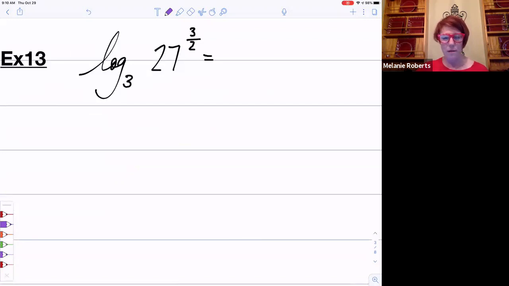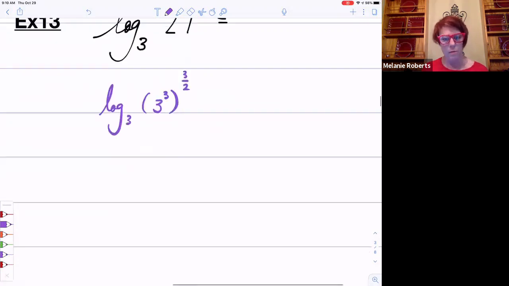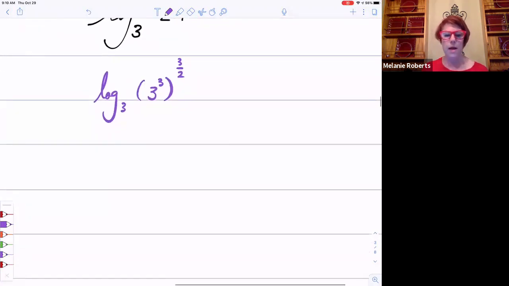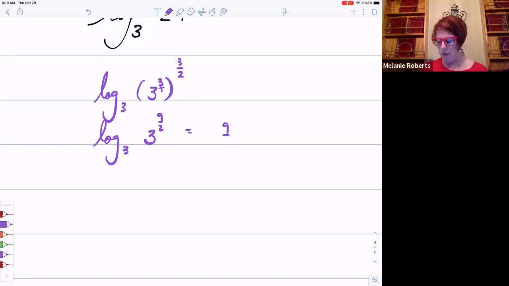Again, let's get our bases alike on this one. So we have log base 3. Let's change our 27 into 3 cubed. That's the same thing as 27. And don't forget, we still have the 3/2 power. Now let's clean this up a little bit before we decide what it equals. We know that from the last section, when you raise a power to a power, you multiply your powers. So this is going to be 3 to the 3/1 times 3/2. So that's going to be 9/2. Well, now that my bases are alike, I know that I'm just left with the power, which is 9/2.